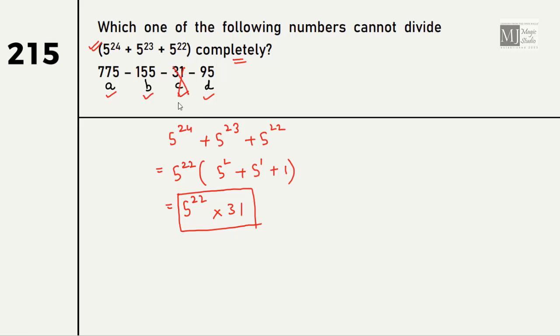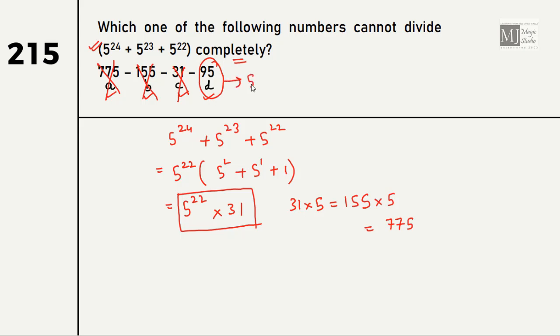That means it is divisible by 31. Now 31 into 5 is 155. It is also divisible by 155. 155 into 5 is 775. That is divisible by 775 also, because we have ample 5s with us.